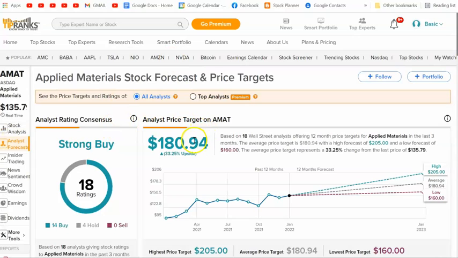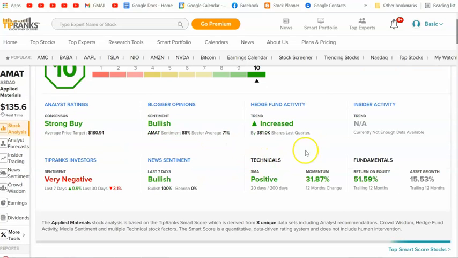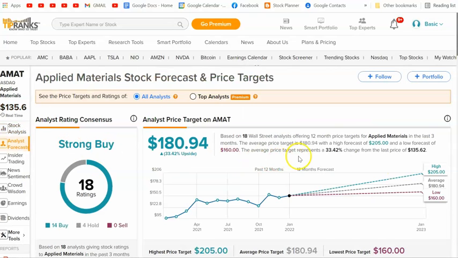Looking at TipRanks for Applied Materials, they're showing a 180 or 181 price target, covered by 18 analysts, and then their overall average is a strong buy. 10 out of 10. We'd love to see that. Lots of green here. They're not showing insider activity to be a problem, like Simply Wall St. Hedge fund activity increased. We'd love to see that. Technicals are above the 200-day moving average. Fundamentals seem to be okay. This is a great stock.